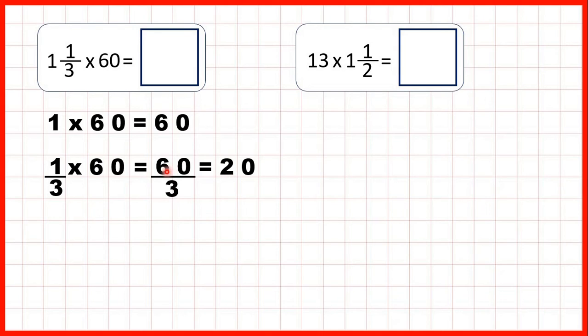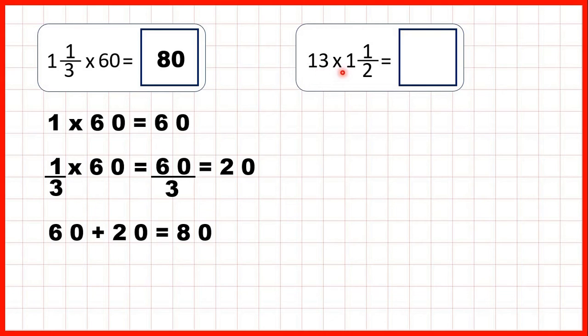You might need to use short division here, or you might be able to do it mentally. 6 divided by 3 is 2, 0 divided by 3 is 0. So we've worked out 1 times 60, we've worked out 1/3 times 60, so we just add up our answers. And 60 plus 20 is 80, so that's our answer. So notice sometimes when you multiply a mixed number by a whole number, you still get a whole number as your answer. And we have that because 60 divided by 3 was exactly 20 with no remainder.